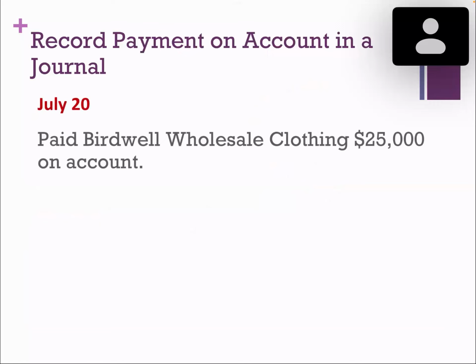So we paid Birdwell Wholesale Clothing $25,000 on account, record payment on account in a journal. Okay, so all this is saying is we purchased clothing earlier, but we purchased it on account, right? And so we recorded inventory, but we recorded a liability. Now we're going to pay for that. We're going to pay off that account, the $25,000 towards the account.